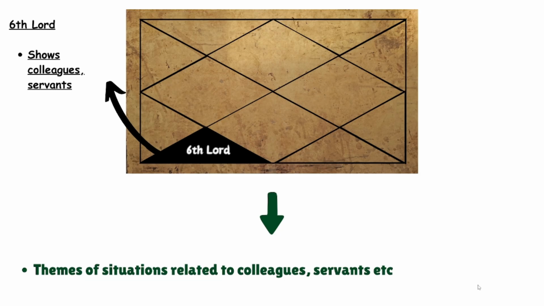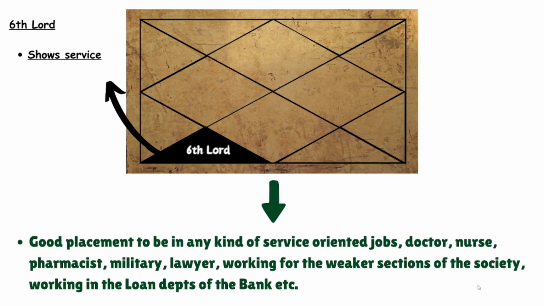Sixth lord is also the lord which shows colleagues and servants, tenants. So themes of situations or events related to tenants, servants, colleagues could be there. But again, we cannot say what exactly, because depending on what sixth lord is, so conjunctions, aspects, we have to see all the things to drill down on it further. Now sixth lord is a lord of service, being at service to the mankind, to other people. So this is a good placement to be in any kind of service oriented jobs, any kind of routine jobs, to be a doctor, nurse, pharmacist, into military, into sports, lawyer, working for the weaker sections of the society, or working in the loan departments of the bank. Now again, to drill down on what exactly is best, we have to see which planet the sixth lord is, and the overall chart.